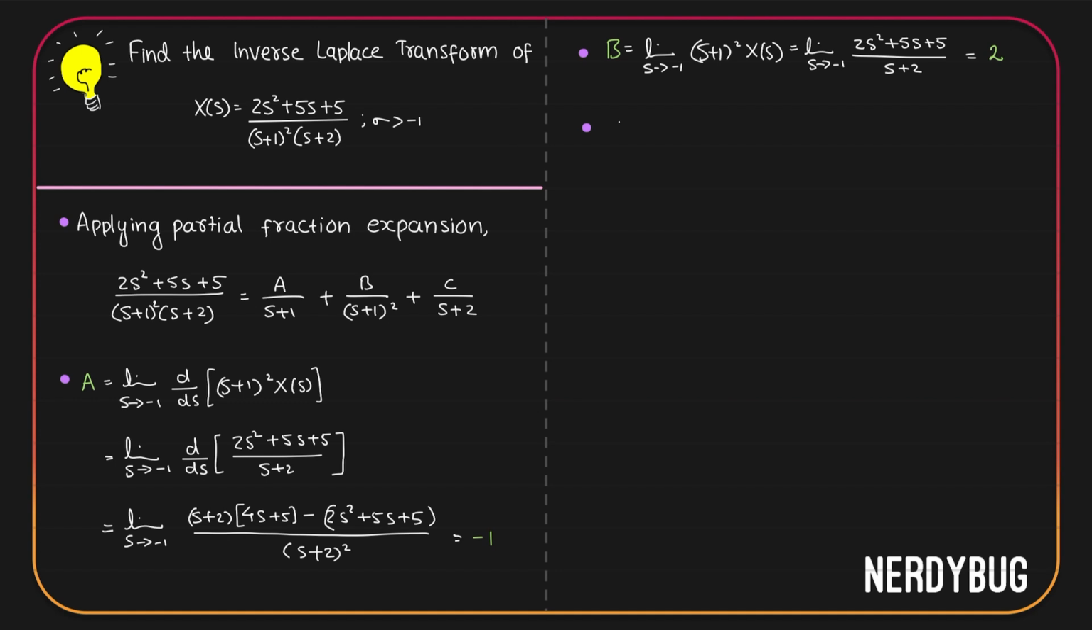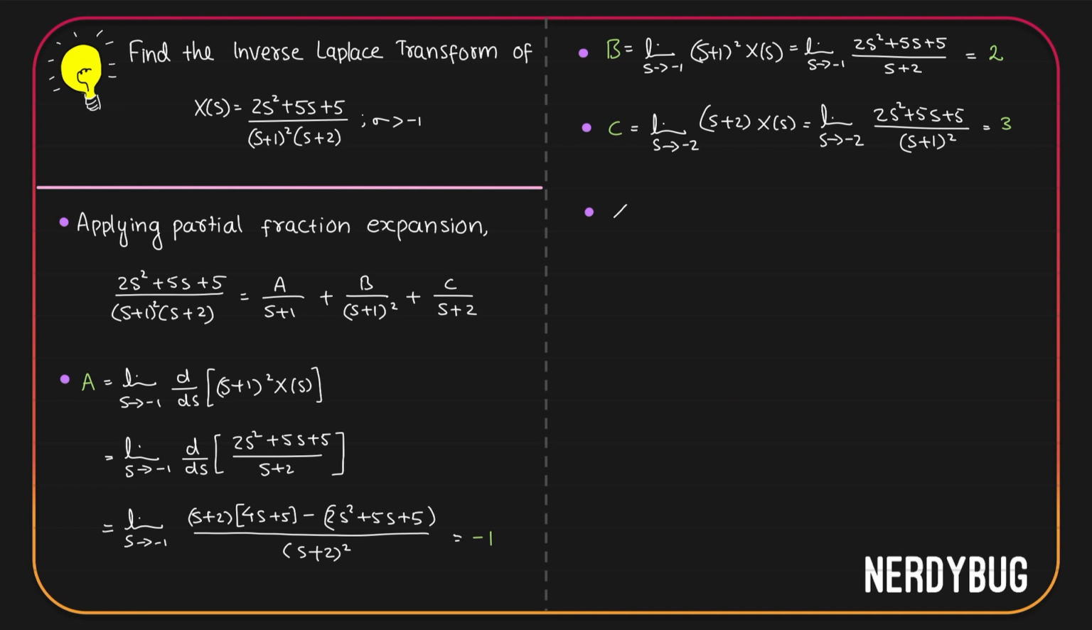To get C, we take the limit as s tends to the pole corresponding to C here, which is -2. So s tends to -2 of (s + 2) multiplied by X(s). That is the limit as s tends to -2 of (2s² + 5s + 5)/(s + 1)². Now if you substitute s = -2, this will become 3. So C is equal to 3.